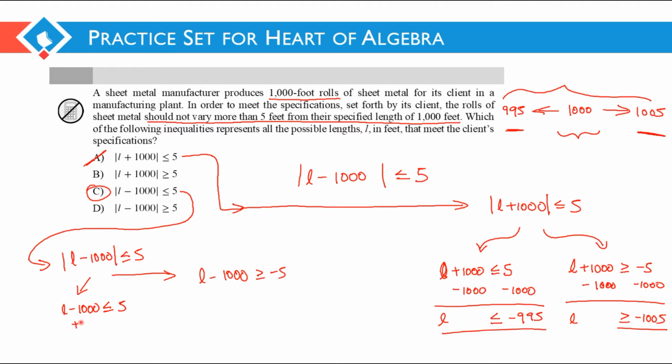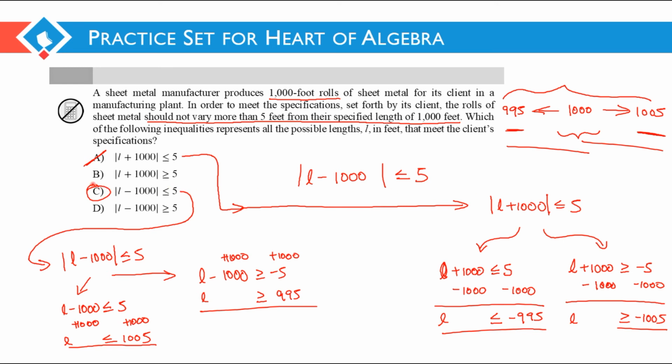So add 1,000 to both sides, and we get L is less than or equal to 1,005, and here we will get the same thing. I'm not going to rewrite everything out, but we'll get L is greater than or equal to 995 when we add 1,000 to both sides. So you'll get L is greater than or equal to 995, which satisfies this criteria, and L is less than or equal to 1,005, which satisfies this criteria here.